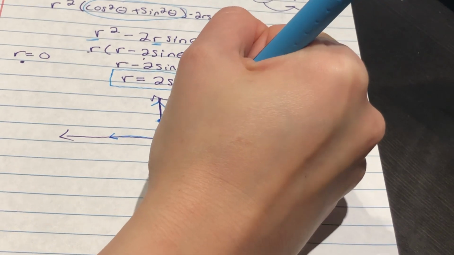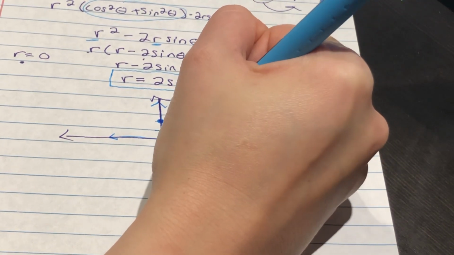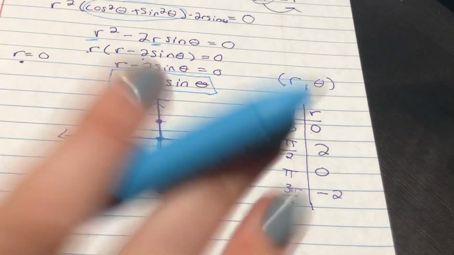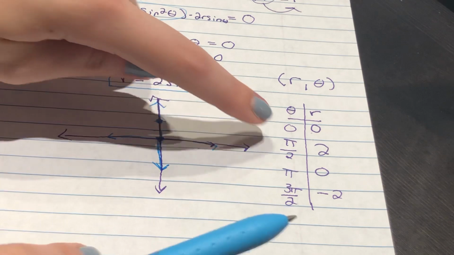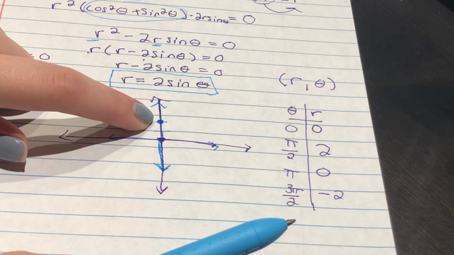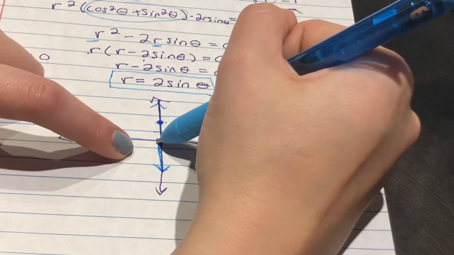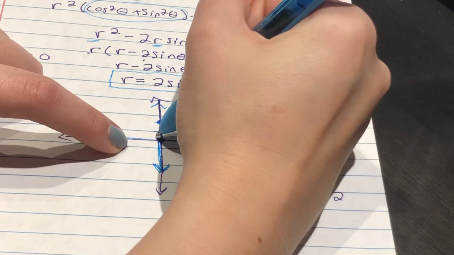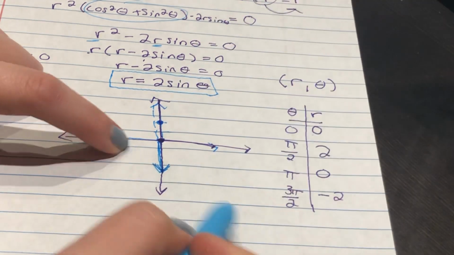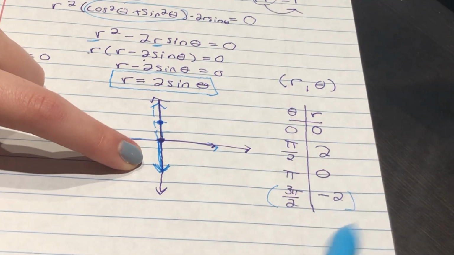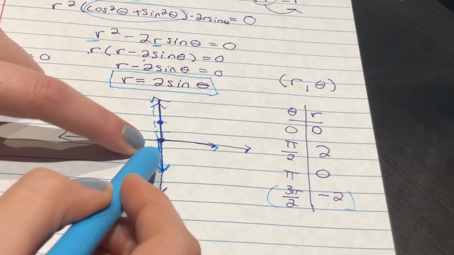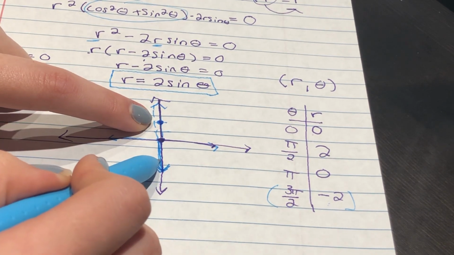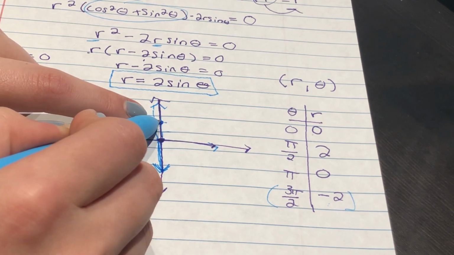So now this is where it gets tricky. Remember, at pi over 2 we go 2. Now, if this is the terminal side of 3 pi over 2, but I want negative 2, remember that's going to be on the other side. So this coordinate right here, negative 2, 3 pi over 2, will actually be right there. Because this would be positive 2, but we're talking about negative 2, so it's on the other side.